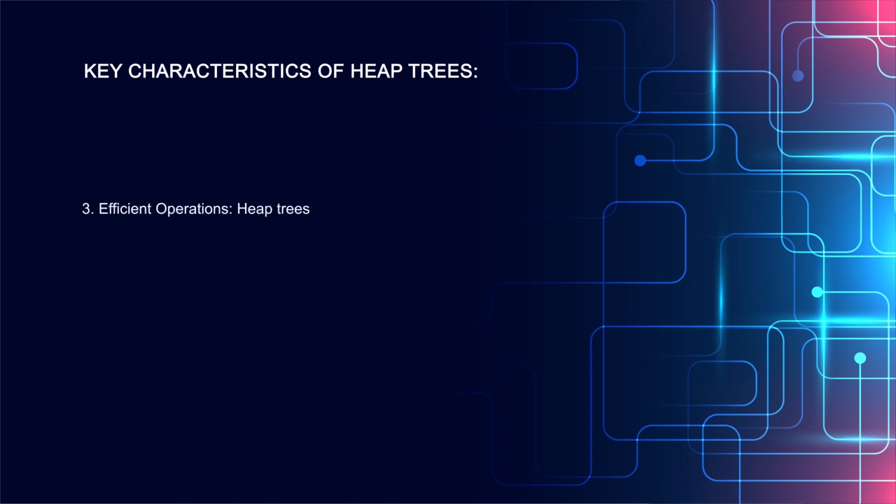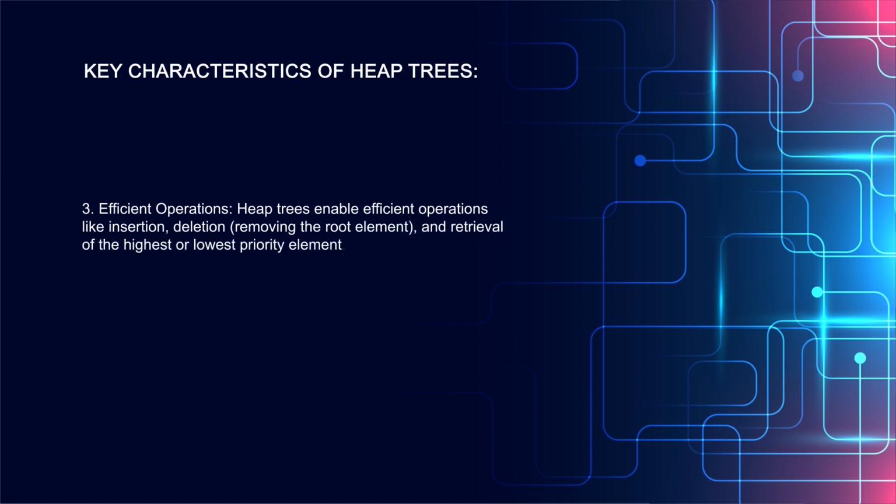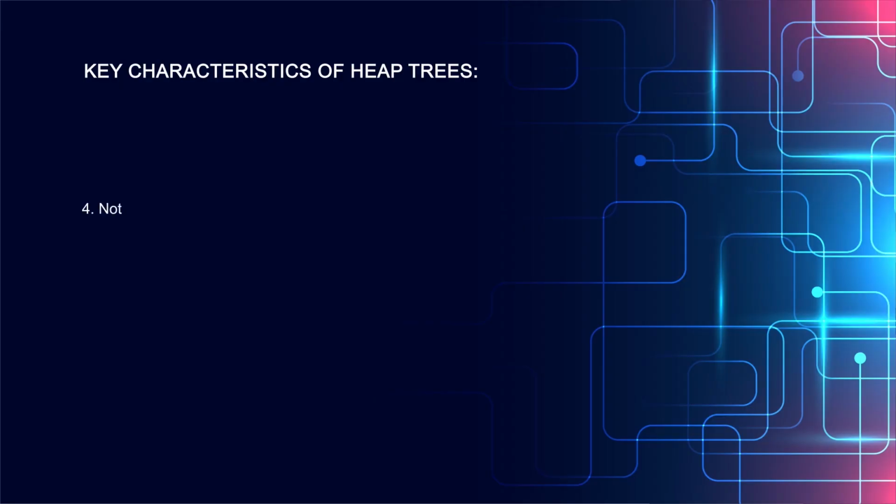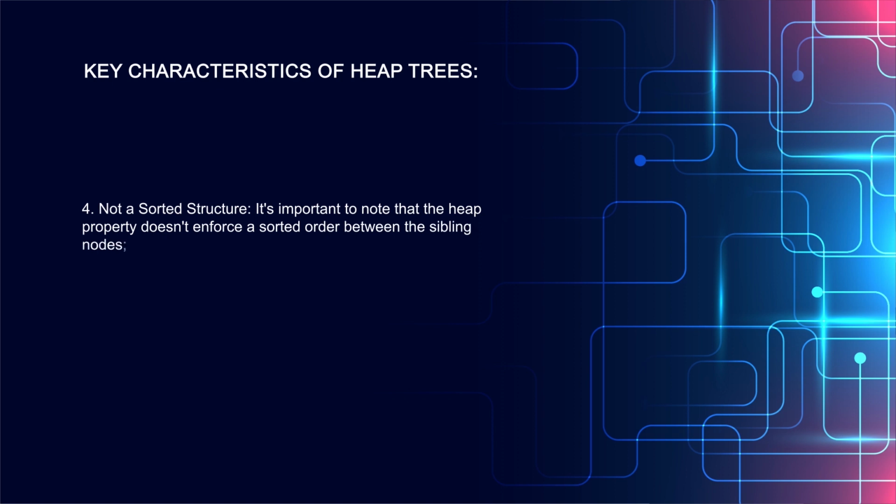Now, we discuss the next property, which is efficient operation. Heap trees enable efficient operations like insertion, deletion and retrieval of the highest or lowest priority element. These operations have time complexity of O(log n), where n is the number of elements in the heap. The next property is not a sorted structure. It is important to note that the heap property does not enforce a sorted order between sibling nodes.